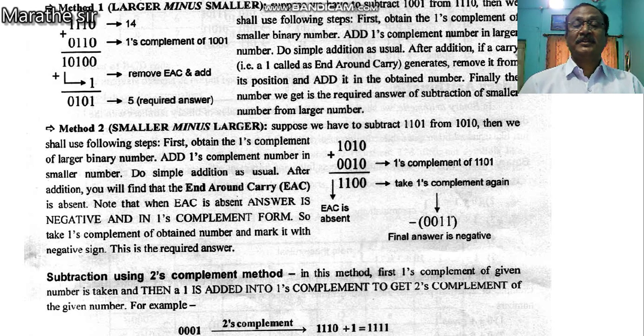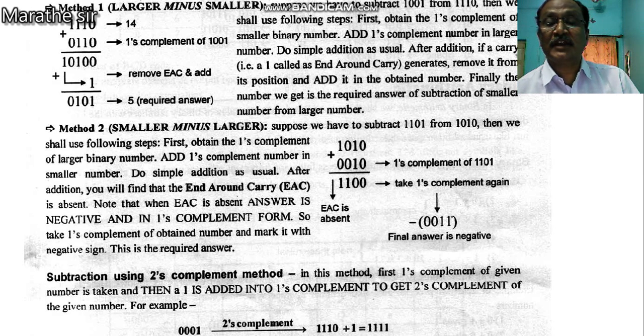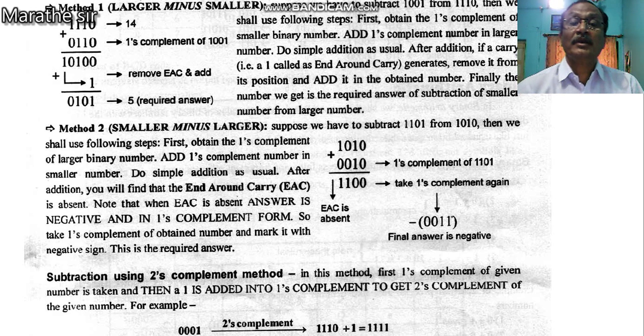First, obtain the ones complement of the larger number, which is the subtracting number here. Obtain the ones complement of the larger number, then that is added to the smaller number, or the given number. After addition, perform the end around carry. At that time, the end around carry is equal to 0, or the end around carry is absent.